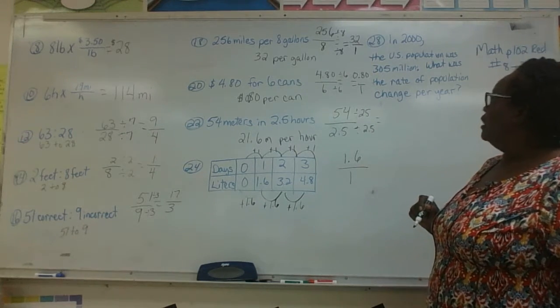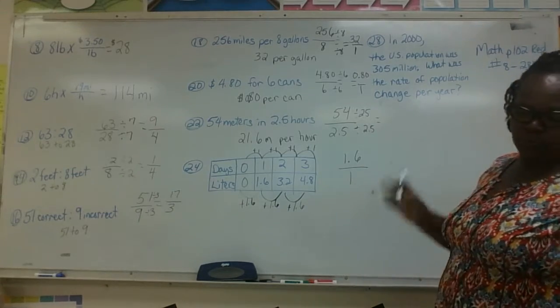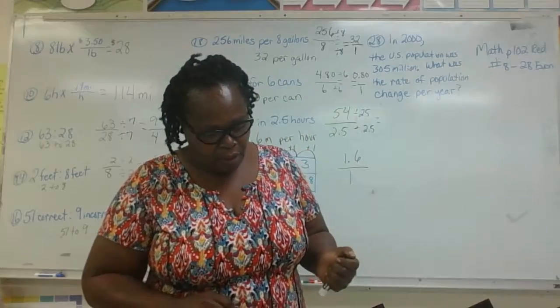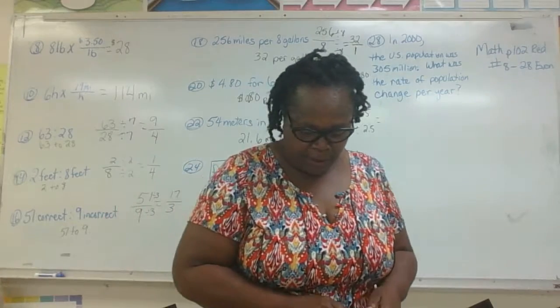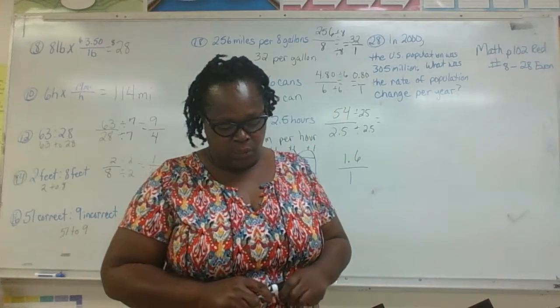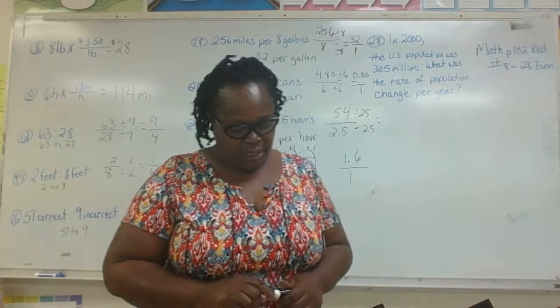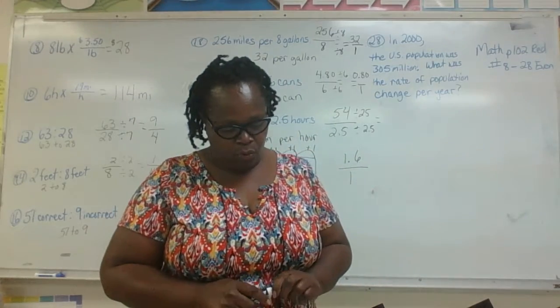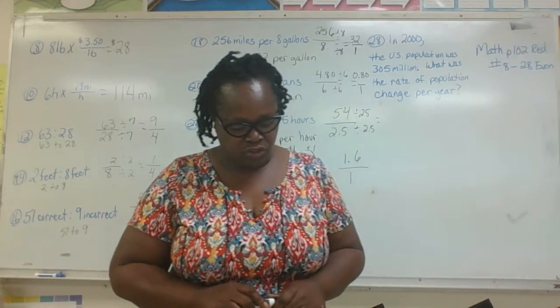All right. Now let's take a look at number 28. Number 28 reads, in 2000, the U.S. population was 281 million people. In 2008, it was 305 million people. What is the rate of population change?